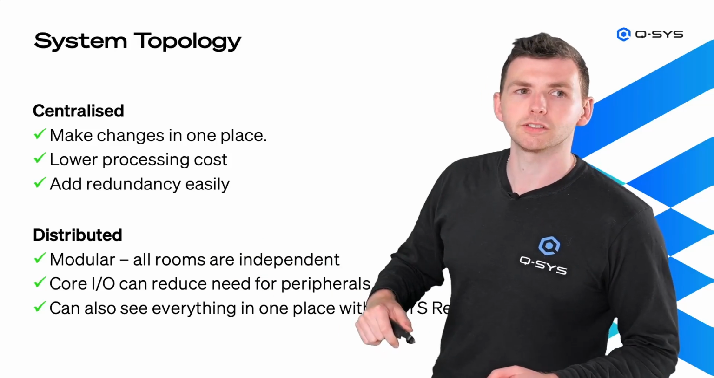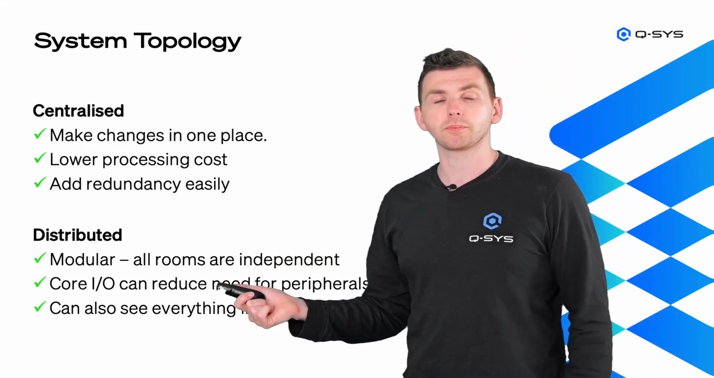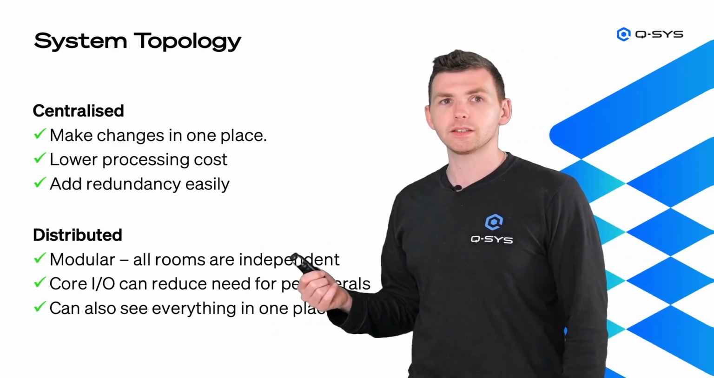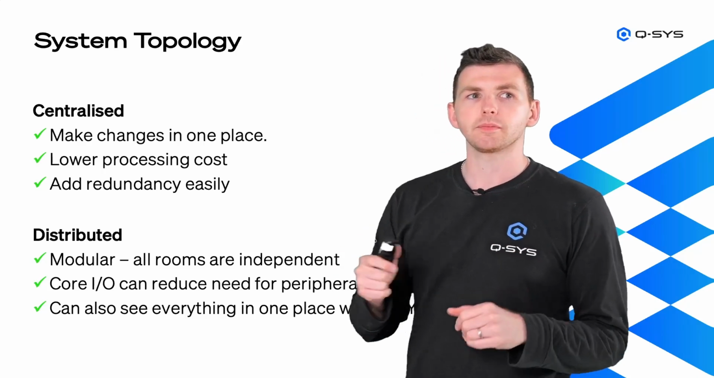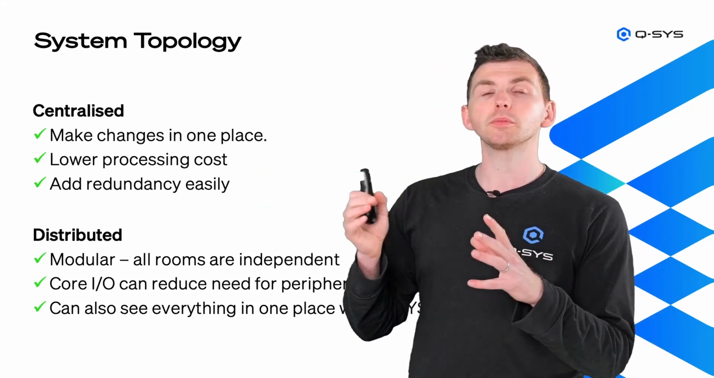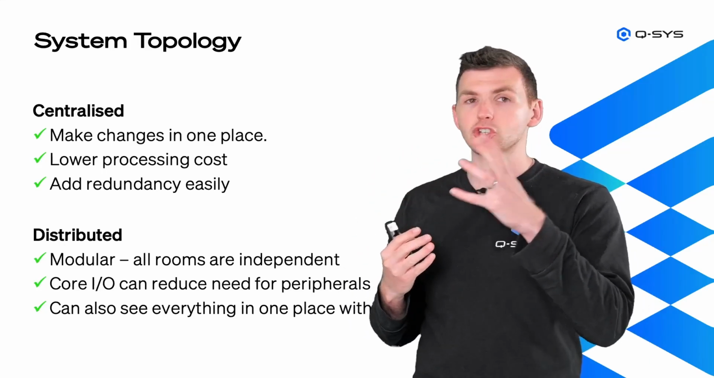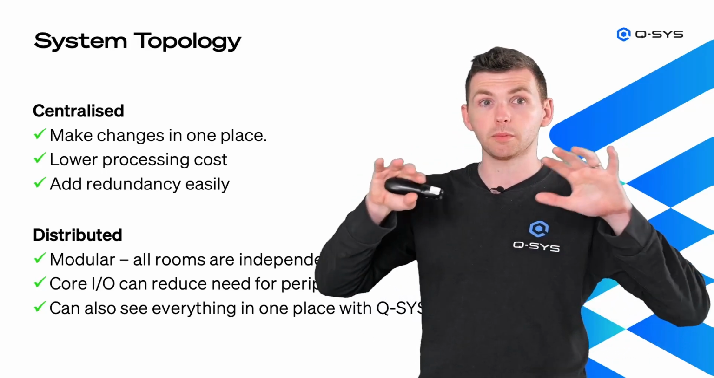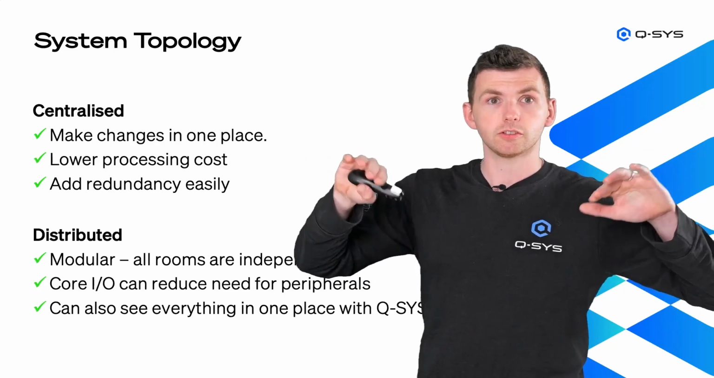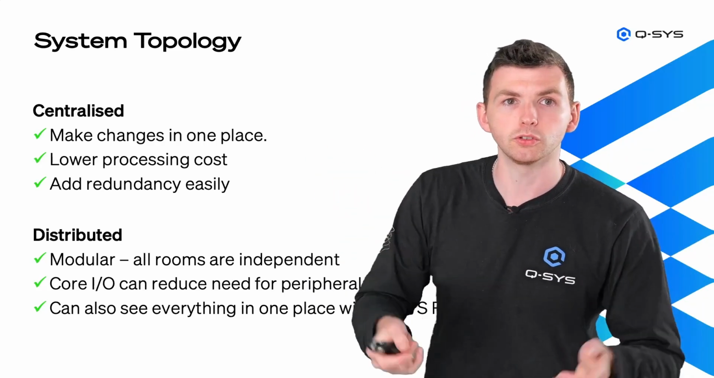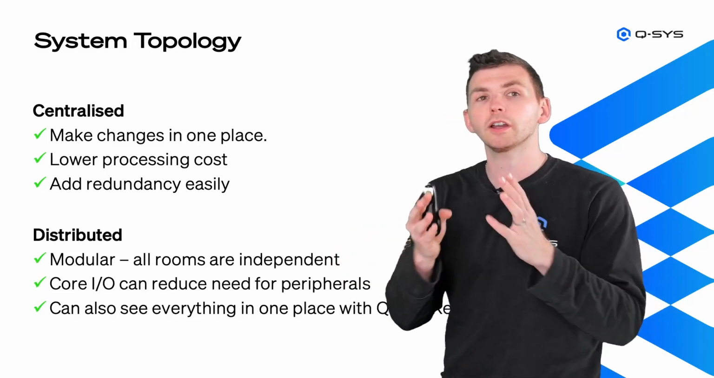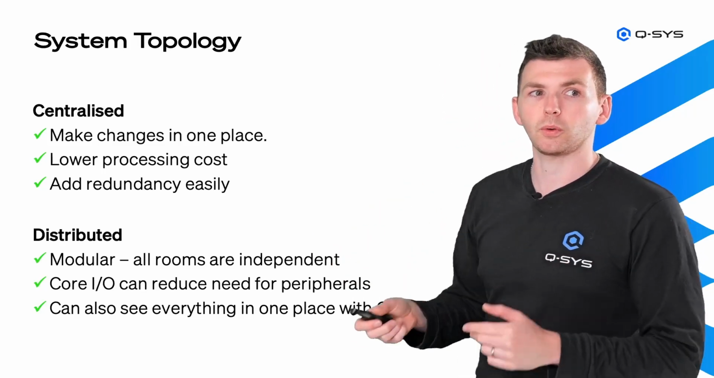With a distributed system, okay, firstly, it's modular. All the rooms are fully independent. Now, let me explain that. In a centralized system, all of your rooms can be independent in terms of the actual outcome. They don't have to be sharing audio, they don't have to be sharing video. It can be completely segregated in terms of how the user experiences it. But they are still running through the same processor, okay?